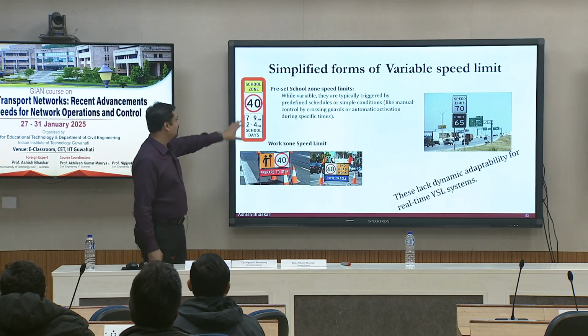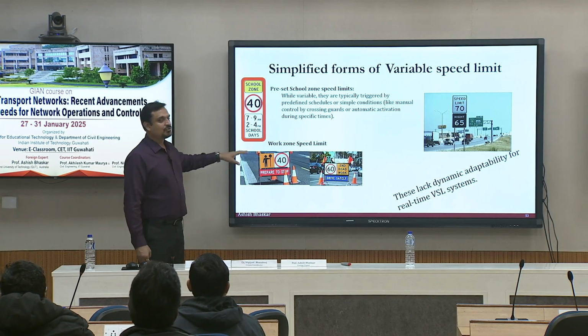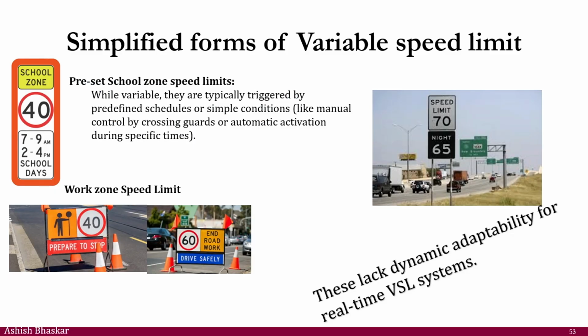For example, this is from Queensland. All school zones have a speed limit of 40 from 7 to 9 a.m. and 2 to 4 p.m. during school days, and they are zones specified that their speed limit is 40. Or work zones, 40, 60, depending on the corridor you are looking at.